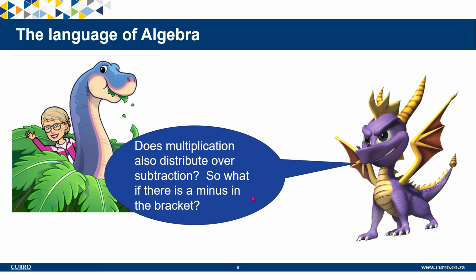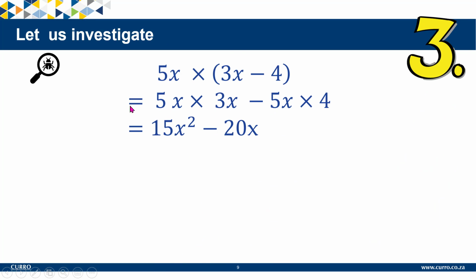I can see that you've got a question. Very good question. Does it work if there's a minus in the bracket as well? Let's test that. 5x times the bracket. Yes, we can distribute the 5x to the bracket if there's a negative inside the bracket. Then it will be 5x times 3x, subtract 5 times 4. You can also think of it as 5 times negative 4, and that gives you negative 20x. So this is then 15x squared and negative 20x.